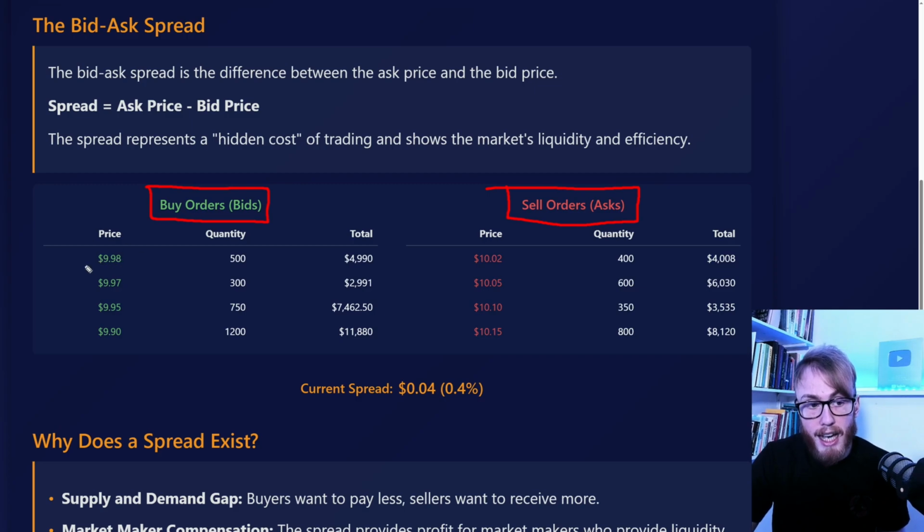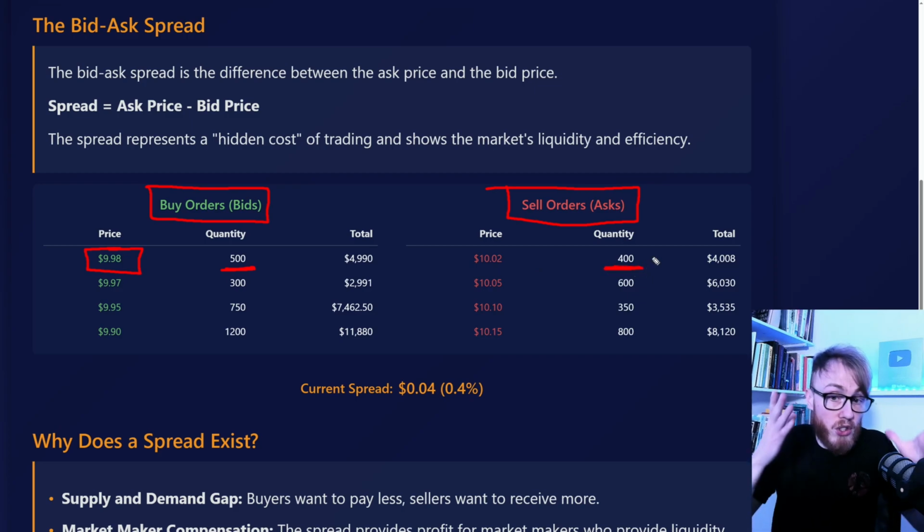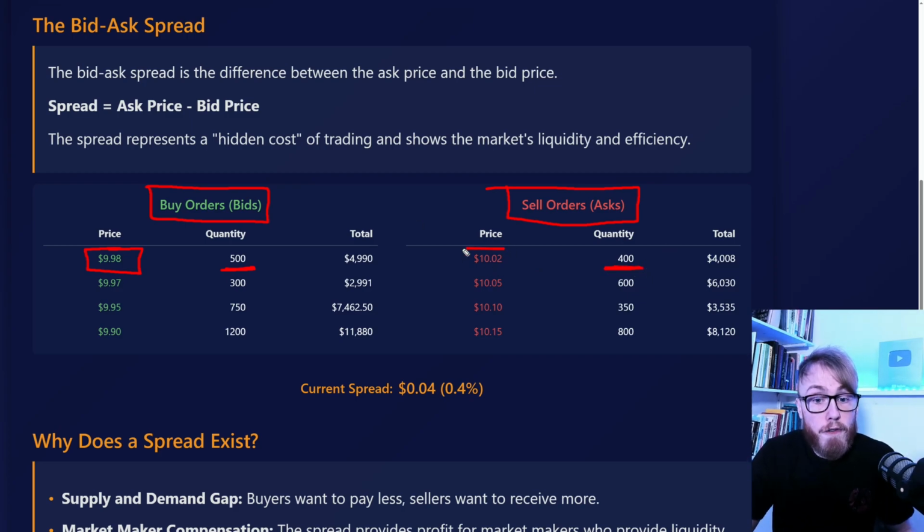And if we take a look at the buy side, we can see that first of all, we have someone or multiple people wanting to buy 500. Let's just think about this as a stock. They want to buy 500 stocks for 9.98. But on the sell side, we have 400 stocks. So the sellers want to sell 400 stocks for 10.02. You can also see the total value here of all the stocks.